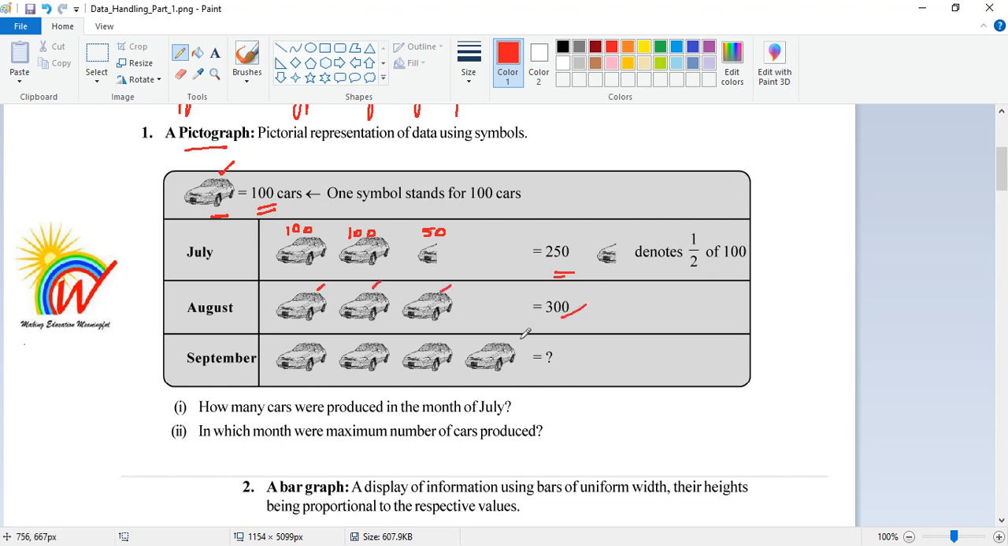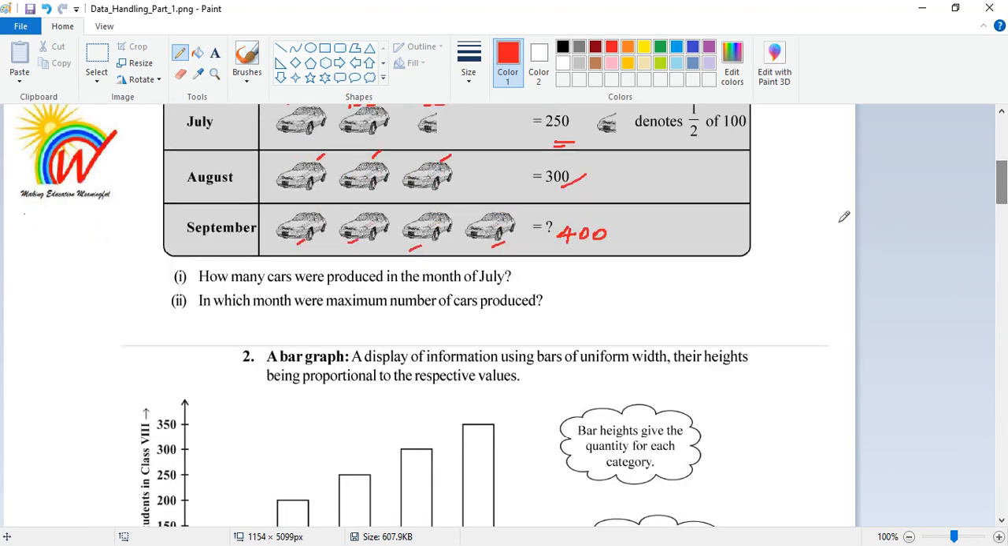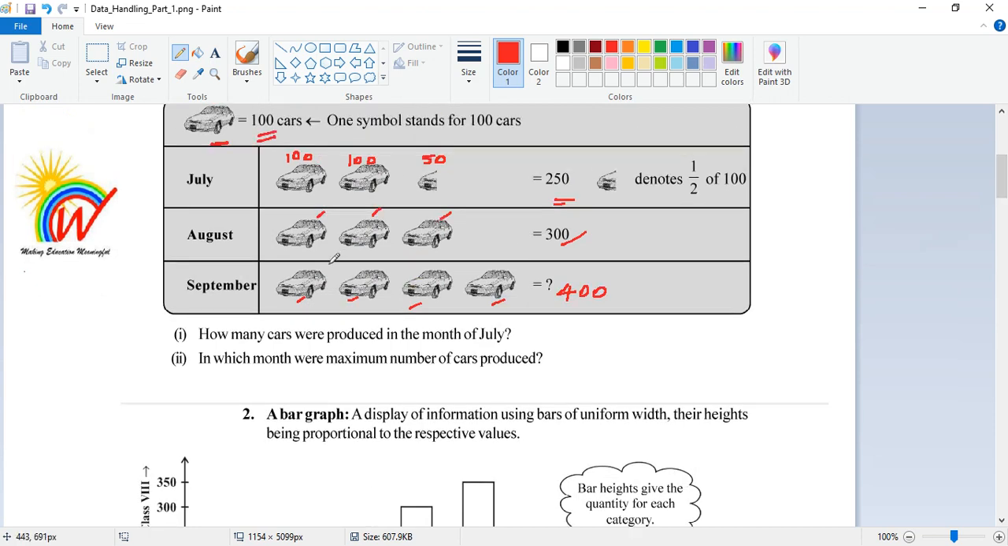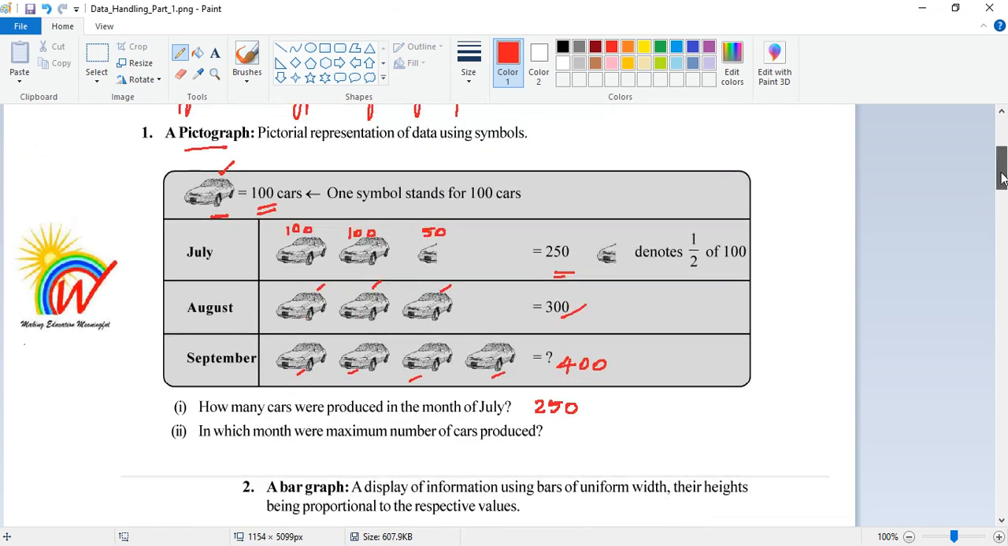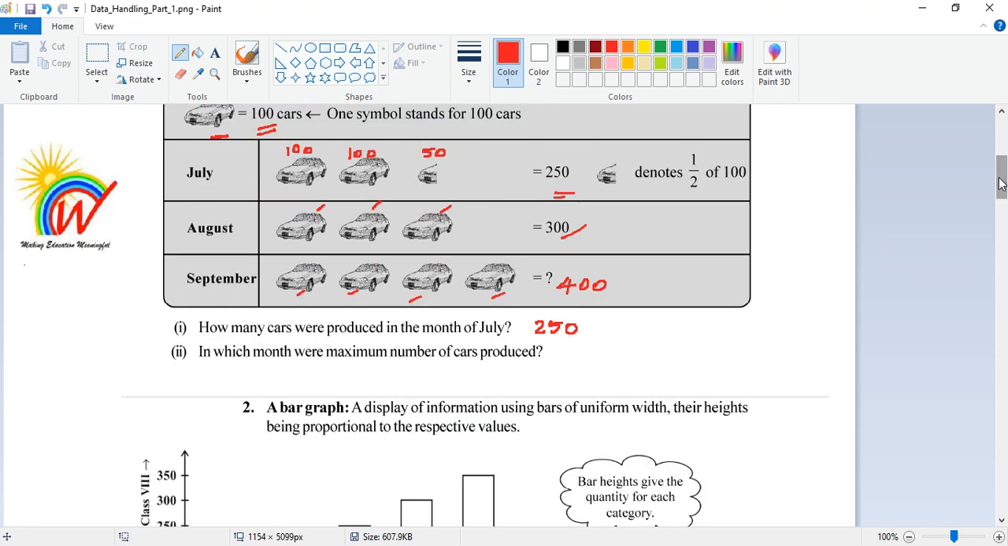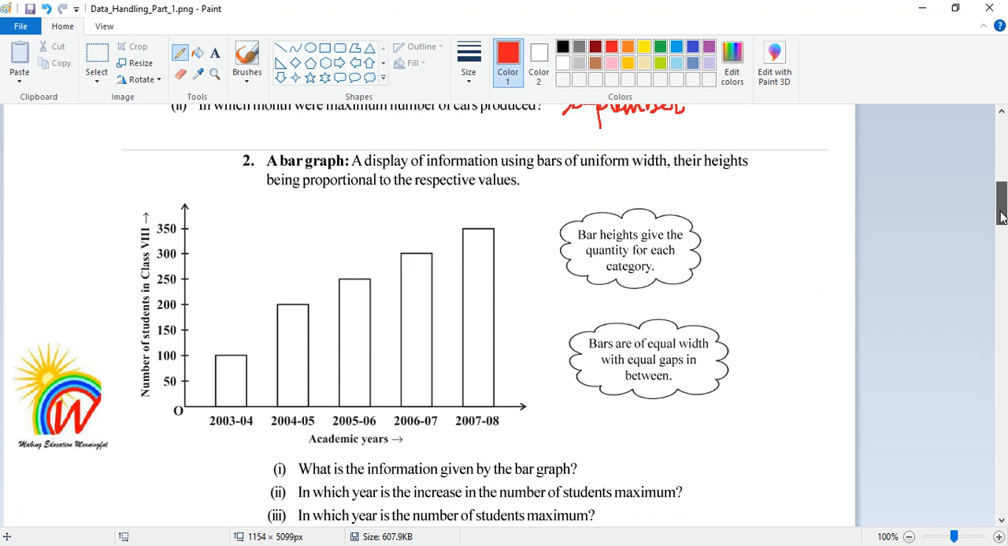This will be 100, 200, 300 and 400. That will be our value, right? How many cars were produced in the month of July, they are asking. You just have to see that in the month of July 250 cars were produced. This is a pictograph to show how many cars were produced every month. In which month were the maximum number of cars produced? You see the months. In September there were 400 cars produced. So that was the maximum. So you have to write September. Understood? Now we'll look at the next one, a bar graph.